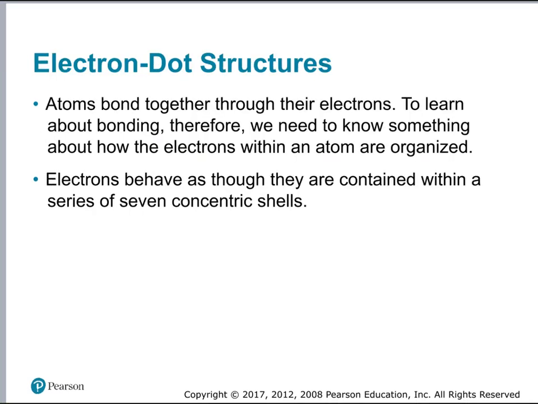So let's get started. So first of all, atoms bond together through their electrons. To learn about bonding, therefore, we need to know something about how the electrons within an atom are organized. Electrons behave as though they are contained within a series of 7 concentric shells.